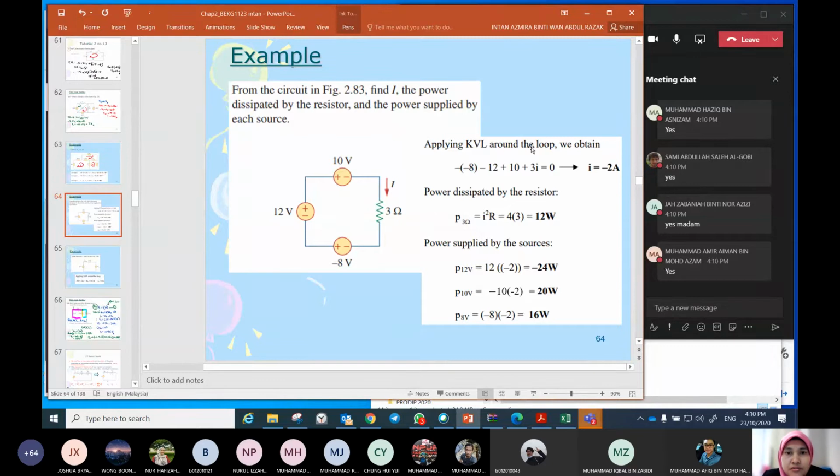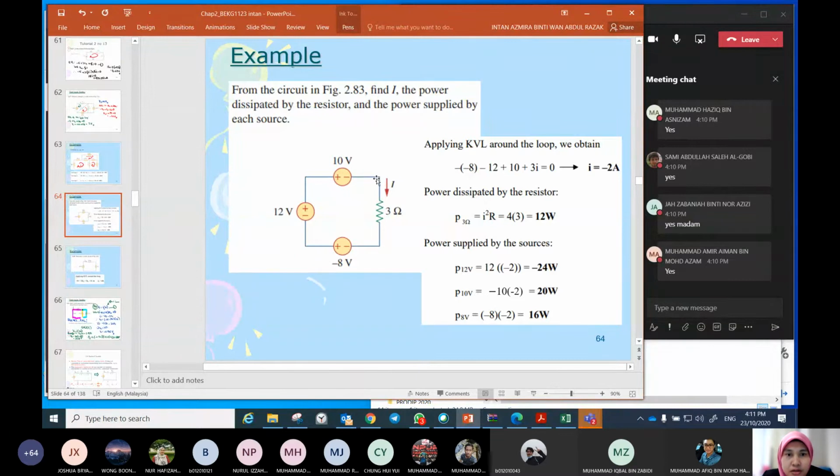Okay, so we apply KVL around the loop. We get minus of minus 8, and then minus 12 plus 10 plus 3I. 3I is the voltage of 3 ohm. And we get I is equal to minus 2. Okay, so the current flows here is minus 2. Okay, it flows in counterclockwise. Okay, like this notation.